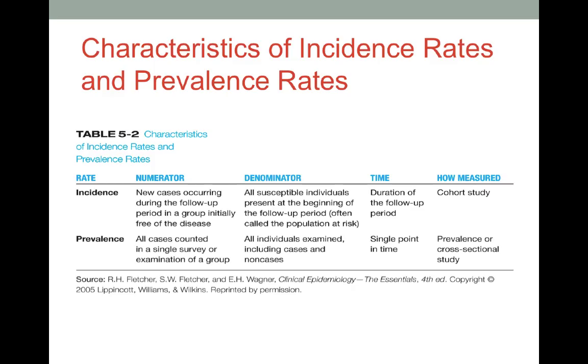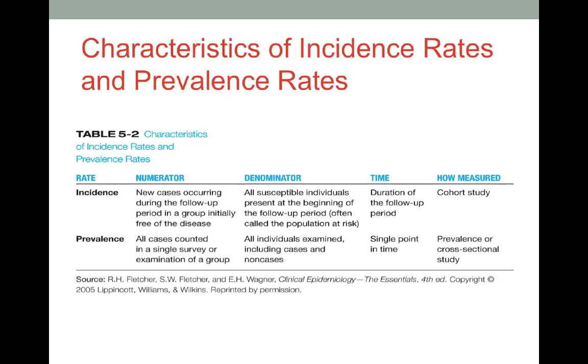So when we're talking about incidence, the numerator is the number of new cases during the specified period of time that's being studied, while the denominator is the number of all susceptible individuals at that time. There's also an implication for duration. So there's a number of new cases diagnosed over a specified period of time. So there is some period during which we're counting the number of new cases. So this is measured by a cohort study.